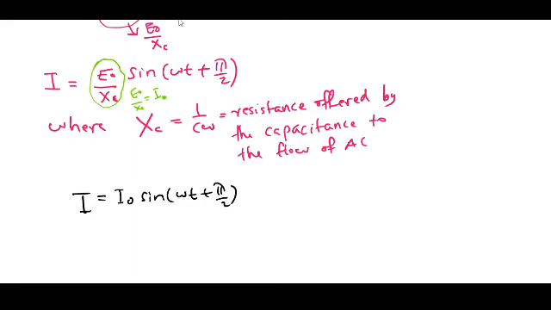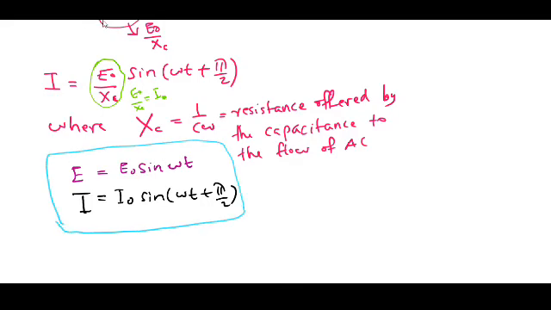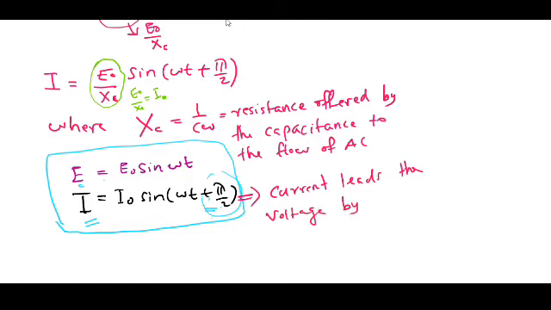The expression for the voltage, that is E is equal to E0 sine omega t. Then if you compare these two expressions, it is very clear that this plus pi by 2 is extra, and this shows that the current in a pure capacitor circuit leads the voltage by an angle pi by 2. Plus pi by 2 means leads the voltage by pi by 2. You can note down here, current leads the voltage by pi by 2. By phi is equal to pi by 2.